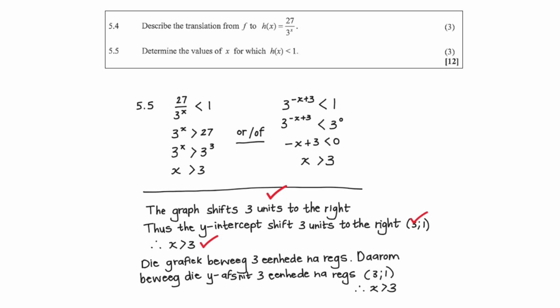In question 5.4, a lot of the students said that h was a vertical stretch by a factor of 27. But if the question was read correctly, the question said that the translation had to be described. Translation means a horizontal or a vertical shift. Further, many students rewrote the equation as y equals 3 to the power of minus x plus 3, and then said that the graph shifted 3 units to the left instead of to the right. Question 5.5 was linked to question 5.4, and a lot of students failed to realize that, so they opted for the algebraic solution to this question, and then they made an error of writing x smaller than 3 instead of x bigger than 3.